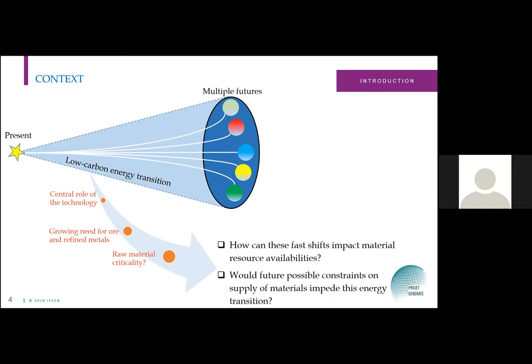These multiple future pathways for global energy through to 2050, with existing policies and announced intentions around the world, raise two questions. How can this fast shift impact material resource availabilities, and would future possible constraints on supply of materials impede this energy transition?